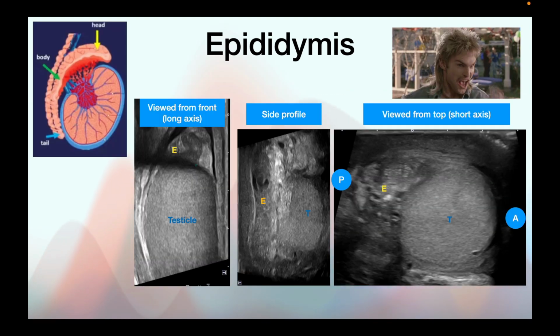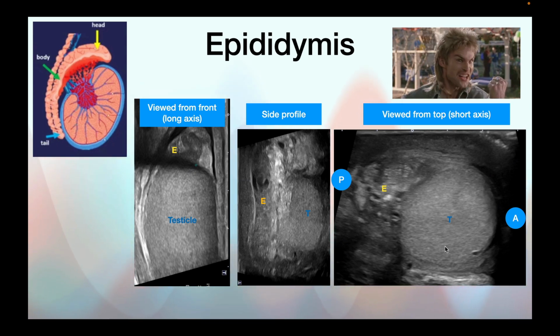There are a couple of different planes to image the epididymis. The first is just from a coronal view where the probe is situated lateral to medial, and you can see the epididymal head on top here. The second is a side profile where you're actually imaging a sagittal view of the testicle. So this is anterior and this is posterior, and behind is the long body and tail of the epididymis.